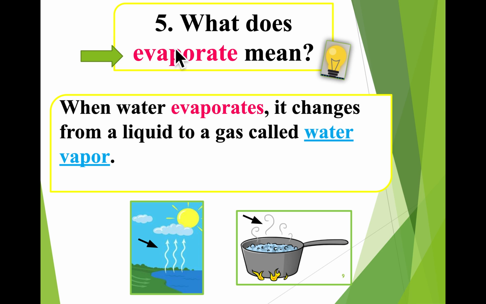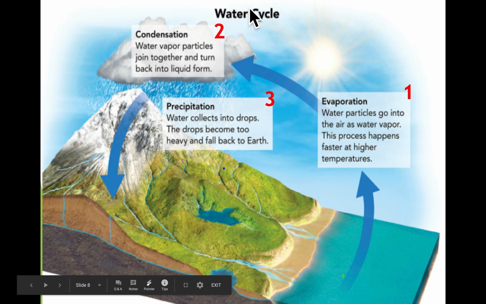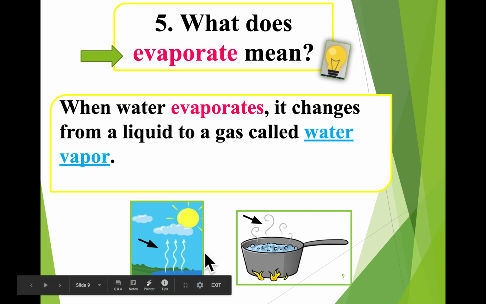All right, so what does evaporate mean? Let's review our terms, our parts of the water cycle. Evaporate. When water evaporates, it changes from a liquid to a gas called water vapor. So you can see over here there's a high temperature maybe, and over here there's a high temperature under our pot on the stove, and the water is evaporating. It is changing from liquid to gas. And you can see that happening in this picture over here.